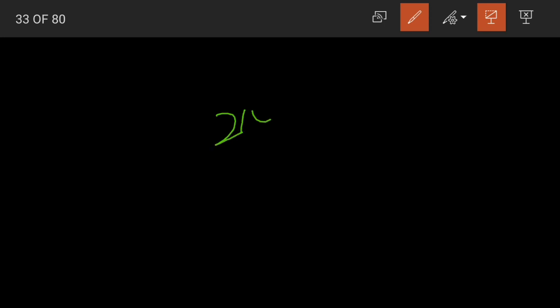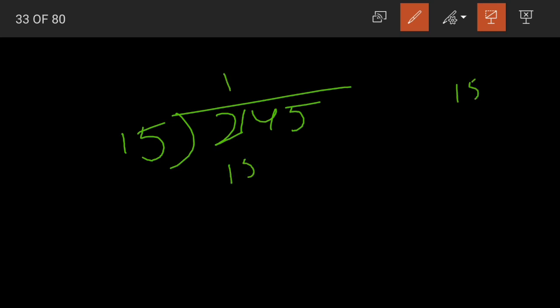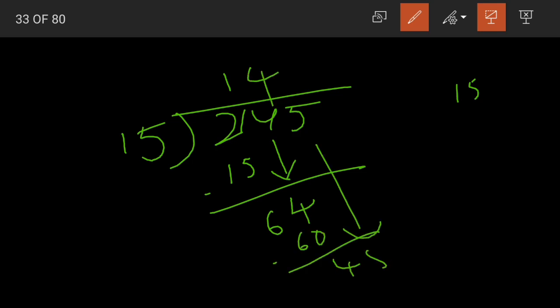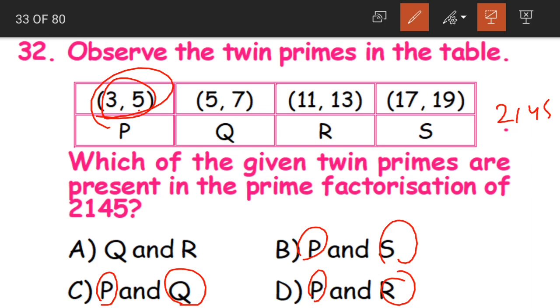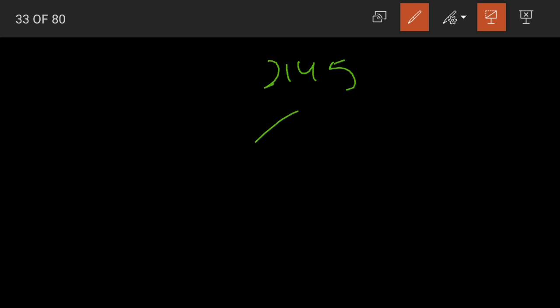2145. We already have 15 as one of the factors of the given number. Now if you remember the 15 table, 15 ones are 15. Subtract: 21 minus 15, 6 is remaining. 4 brought down, 15 fours are 60, when we subtract 4 is remaining. 5 brought down, 15 threes are 45, 0. So 15 into 143 is equal to our 2145.